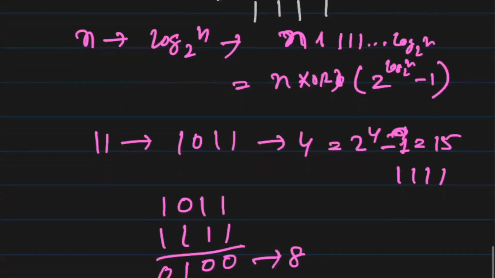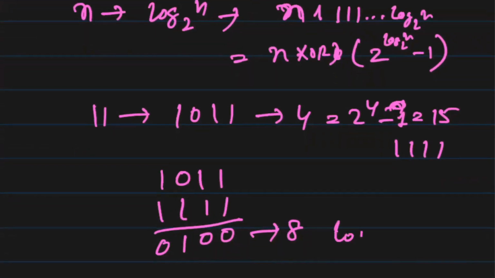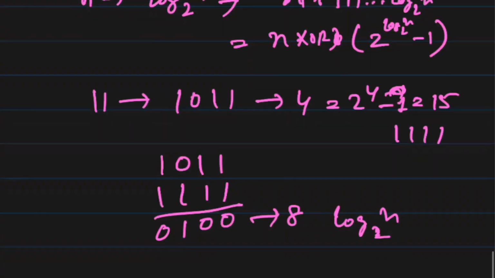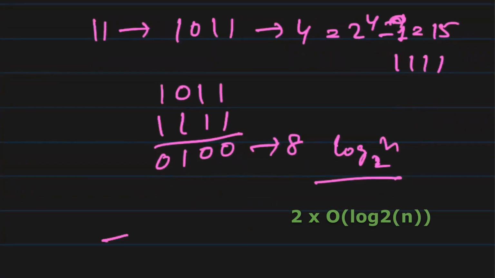So what we can do here is, first, count the bits. This is going to take log of 2n. After that, we just do the XOR, which is again going to take log of 2n. So the time complexity here is 2 into O of log of 2n.